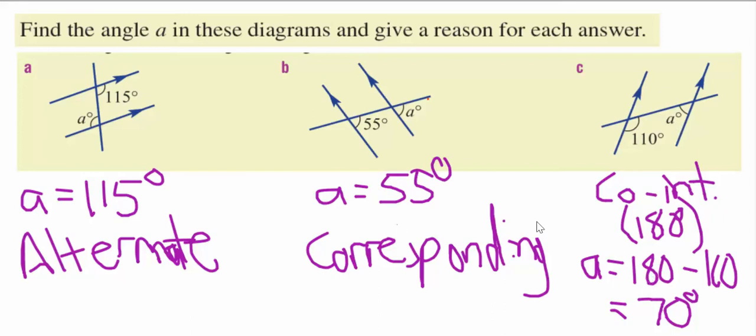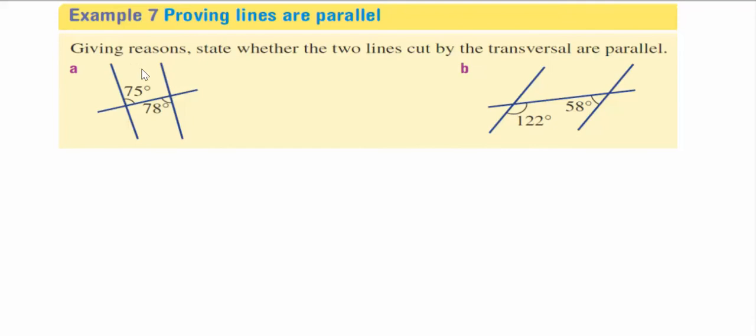All right. Last example. Remember that we spoke about those pairs of angles only occur if your transversal line cuts two parallel lines. If the lines aren't parallel, you can still get co-interior angles, but they won't add up to 180. Those conditions only happen if the lines are parallel. So in this question, you need to prove whether the lines are parallel using that information. Giving reasons, state whether the two lines cut by the transversal are parallel. So again, you've got to identify the pair of angles that you have, and then state that the lines are either parallel because it satisfies these conditions, or it's not.